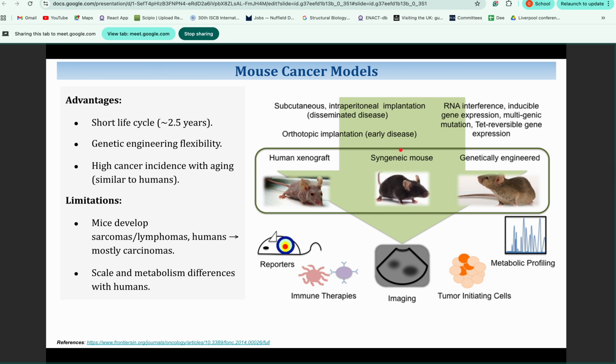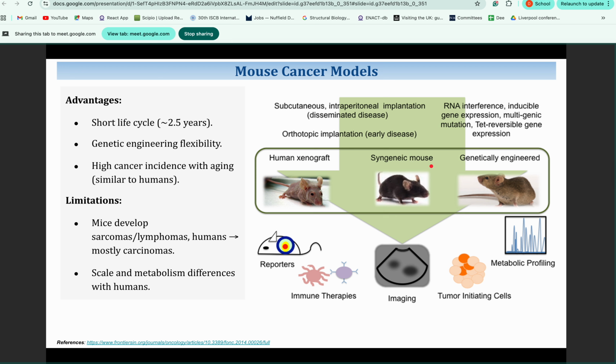Yeah, so this is the example. Okay, so this is the syngeneic mouse in which the spontaneous mutation has been done. Here is a human xenograft in which we have implanted from the patient into the mouse, so that patient was the human, and from the human we have taken the early disease, and we have implanted the early disease factors into this mouse. So this is a human xenograft, which could either be subcutaneous or intraperitoneal implantation, so disseminated disease.